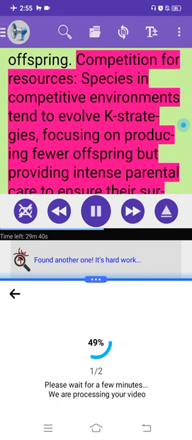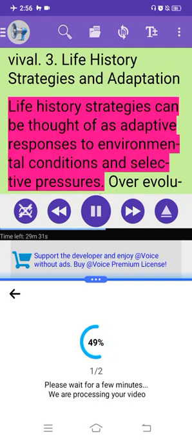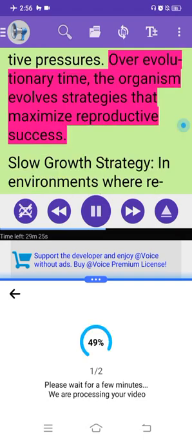Competition for resources. Species in competitive environments tend to evolve K strategies, focusing on producing fewer offspring but providing intense parental care to ensure their survival. 3. Life history strategies and adaptation. Life history strategies can be thought of as adaptive responses to environmental conditions and selective pressures. Over evolutionary time, the organism evolves strategies that maximize reproductive success.